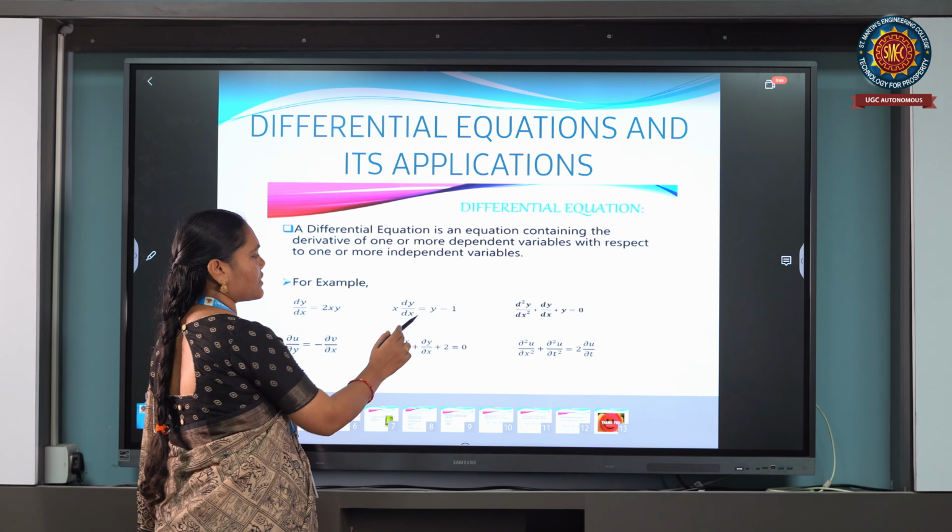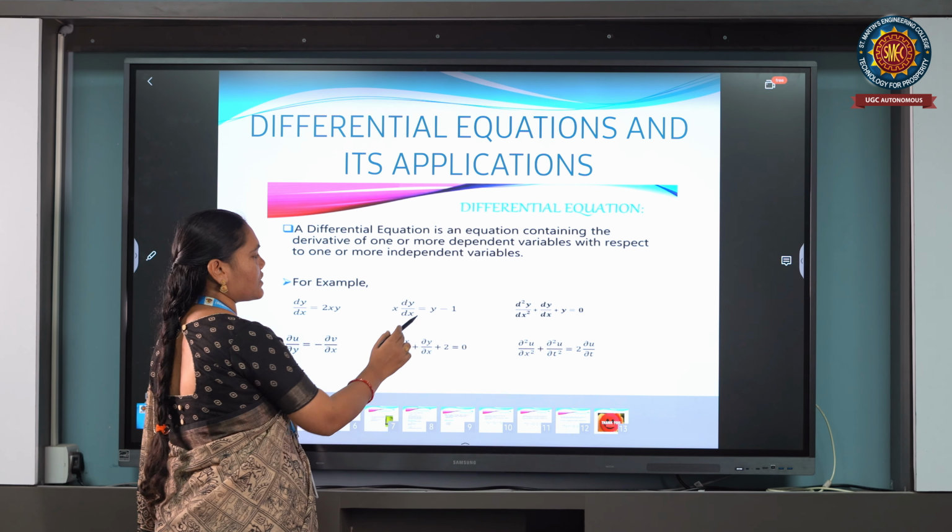Now, observe two points here: derivative, and independent and dependent terms. These two terms are very important. Observe this example, dy by dx. Inside, what is dependent and what is independent? Here y is the dependent variable and x is the independent variable.